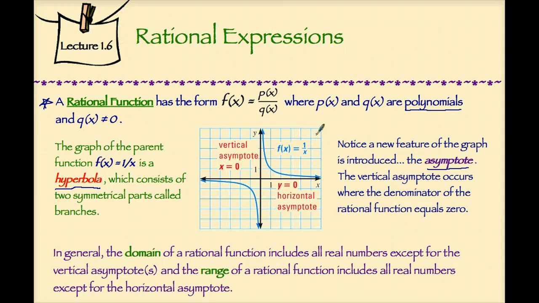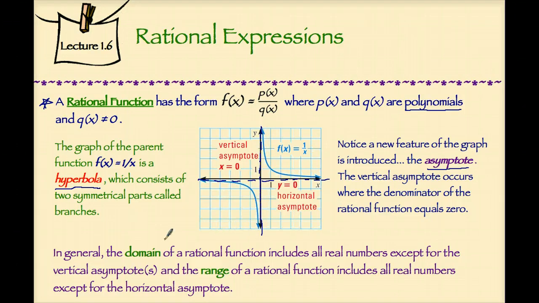Look at this function 1 over x. P of x is 1, q of x is x. Where is this denominator going to be equal to 0? When x is equal to 0. So the vertical asymptote of this graph is right here where x is equal to 0, essentially the y-axis. This also has a horizontal asymptote. These simple rational functions will also not be equal to 0. So there's a horizontal asymptote at 0, a vertical asymptote at 0 as well.